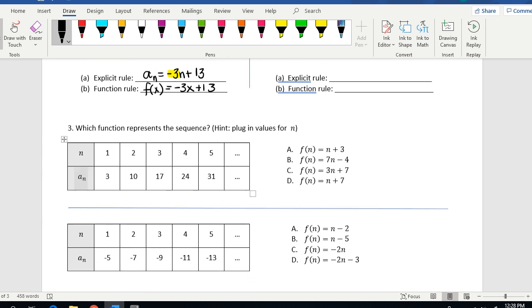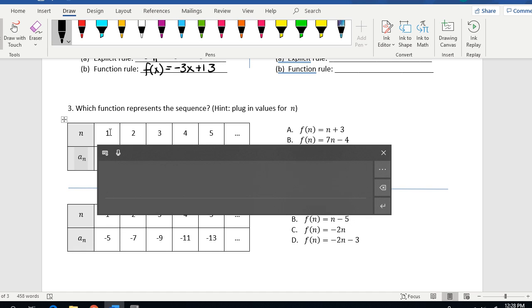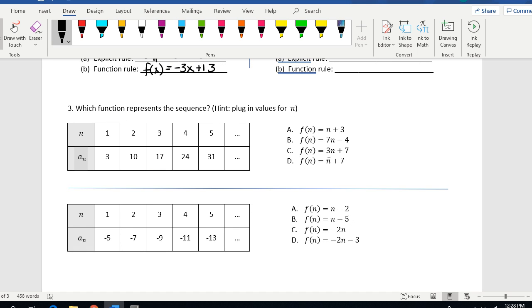Okay, I'm going to go do number 3. All right, so number 3. Which function represents the sequence? Okay, and we're given a table. Now, do not get confused. This n is saying 1, so wherever I see an n down here, I'd plug in a 1. So this is saying a sub 1 equals 3 right here.